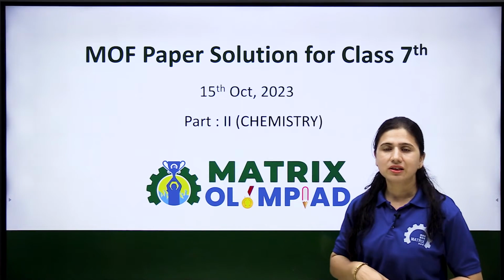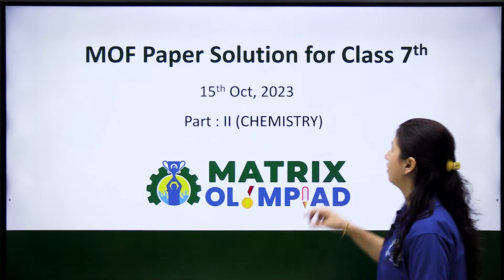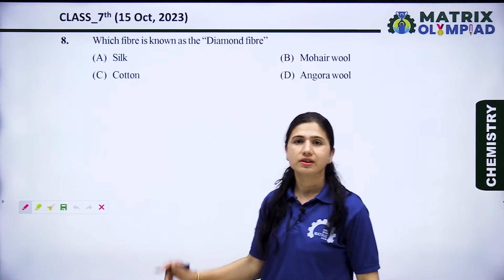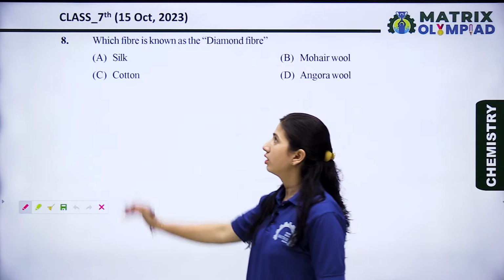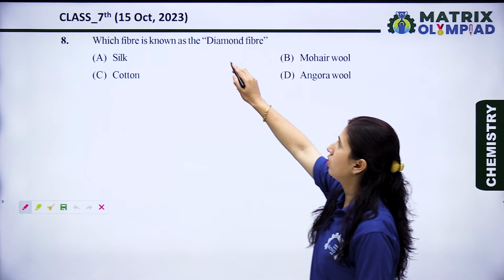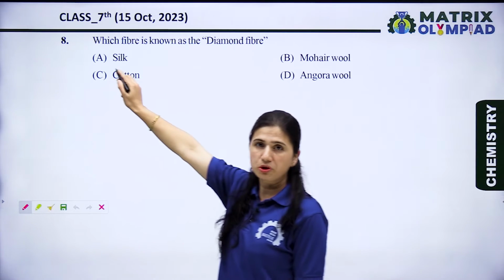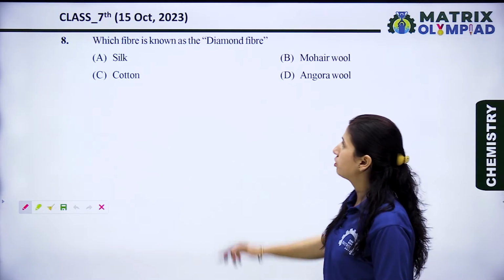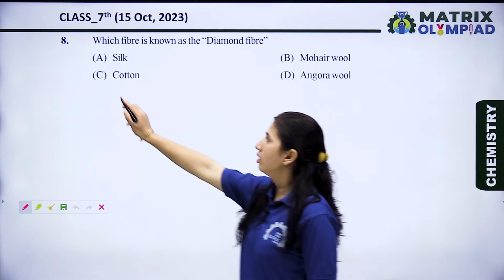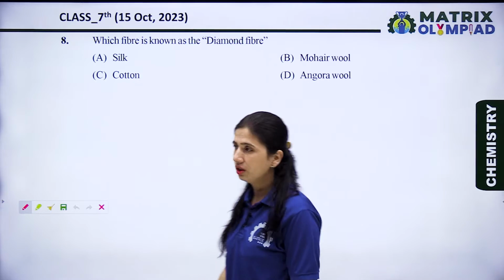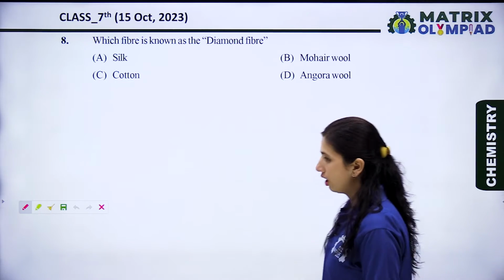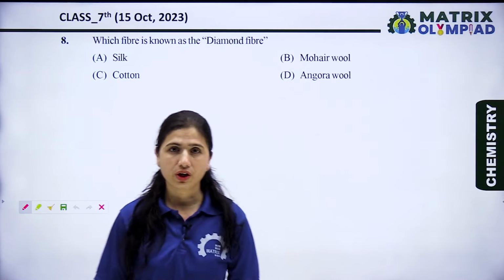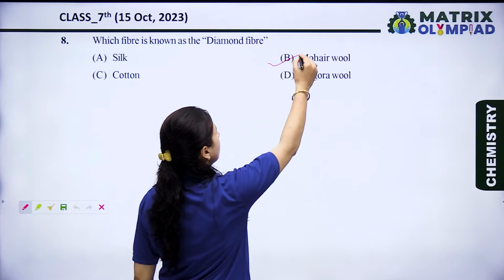Now we will discuss the chemistry portion of class 7th. Yes, let's see the first question. The question is, which fiber is known as the diamond fiber? Option A, silk. Option B, mohair wool. Option C is cotton. And option D is angora wool. The right option is mohair wool.